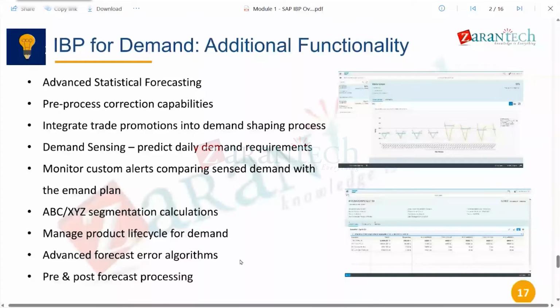Okay, so next is advanced forecast error algorithm. This is nothing but the error in the algorithm, or the accuracy level, to look at it positively. Pre and post forecasting process. So this is basically the functionality which is provided by the IBP for demand. And if you are not using ABC or XYZ in the IBP for some reason, you can still get this ABC XYZ analysis done in an Excel spreadsheet, and try to devise some meaningful actions out of that.